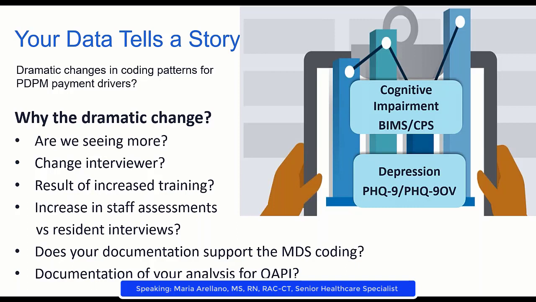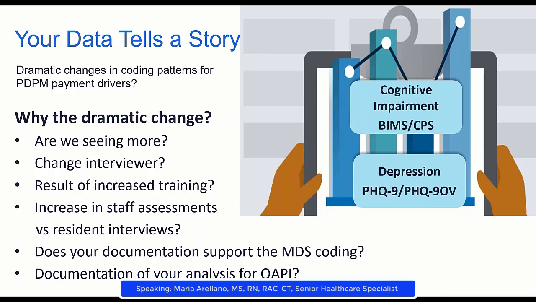Well, what we're seeing is an increase in the number of staff assessments being conducted where there's also a resident interview for a different component. So perhaps their pain was done as a resident interview, but yet the staff assessment was done for the cognitive assessment and maybe the depression symptoms. Okay, so why is that? If they're interviewable for one, they should be interviewable for all.